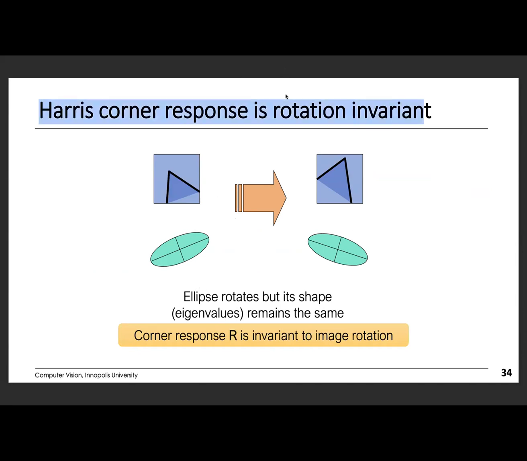The Harris corner detector is rotation invariant, meaning if this corner has this orientation, and for this corner we have that orientation, the eigenvectors will change, but the eigenvalues will stay the same, because the eigenvalues are just the lengths of these eigenvectors, and they're not going to change.